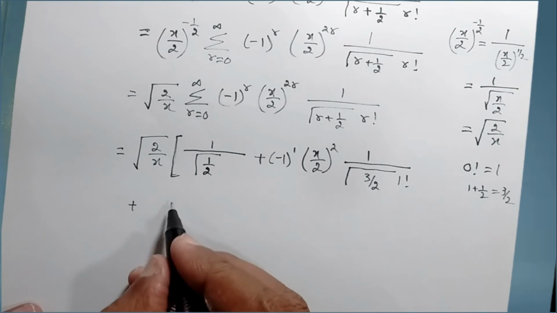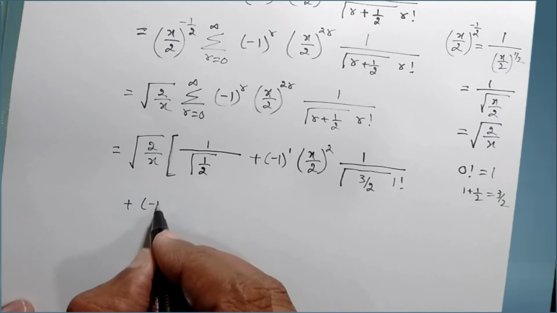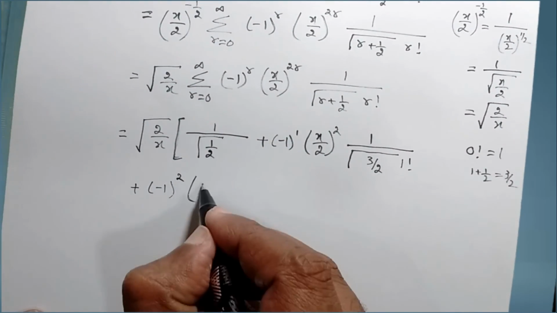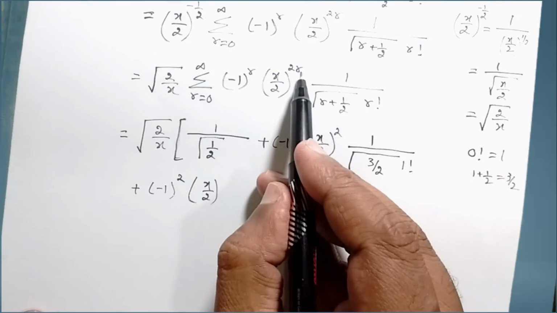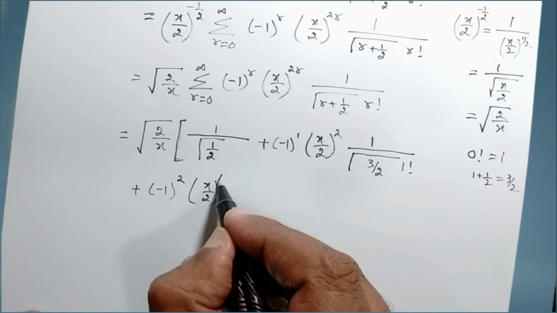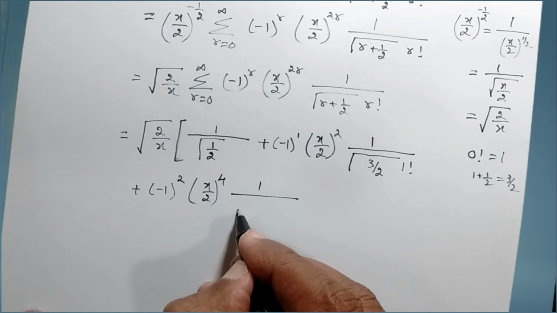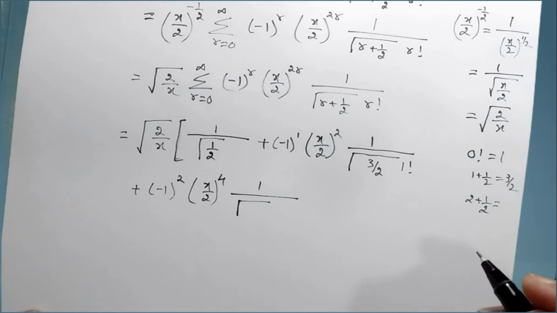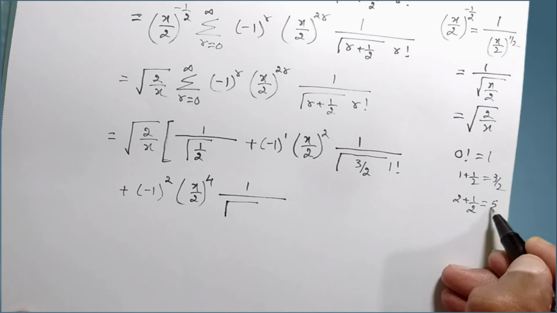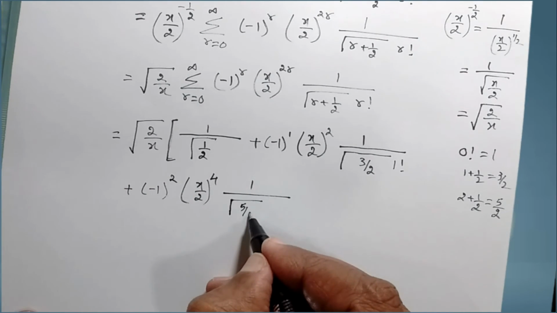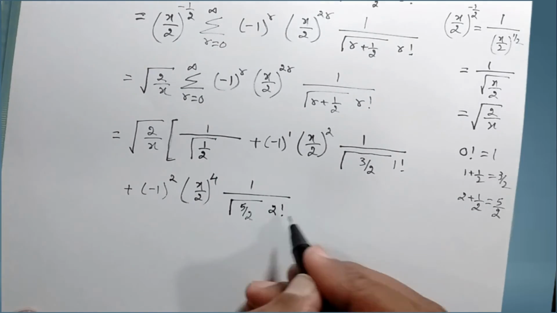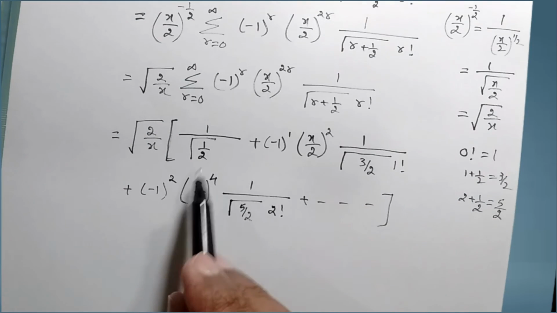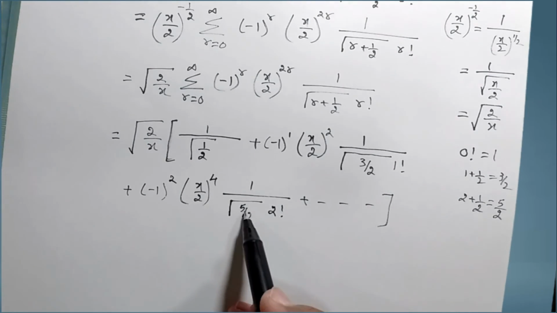Coming to the next term, plus, this is minus 1 power of, r value we are taking it as 2. So it is minus 1 power of 2 into x by 2 to the power of 2 times 2, which becomes 4, into 1 by gamma of 2 plus half. So 2 plus half will be how much? 5 by 2. So we'll be getting gamma of 5 by 2 into 2 factorial, and the terms go to infinity.